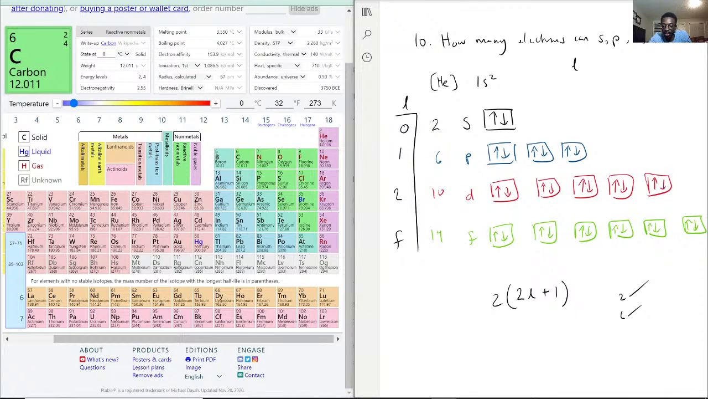And then if we're dealing with the D shell, which is an L of 2, we now have 2 times 2 is 4, plus 1 equals 5, times 2 equals 10. That checks out. And now for the F, L is 3, so 2 times 3 is 6, plus 1 is 7, and you get 14. That checks out too. So this formula is quite handy in figuring out how many electrons will be in that shell, as long as you know what the L refers to, if they're talking about the S, P, D, or the F shell.